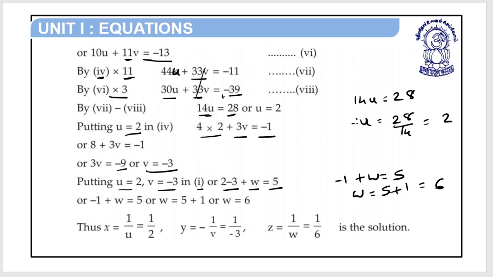x is equal to 1 upon u. So value of u is 2, so x is 1 upon 2. Y is equal to minus 1 upon v, so 1 upon minus 3. And z is equal to 1 upon w, so 1 upon 6 is the solution. So now here we are getting the values of x, y and z.